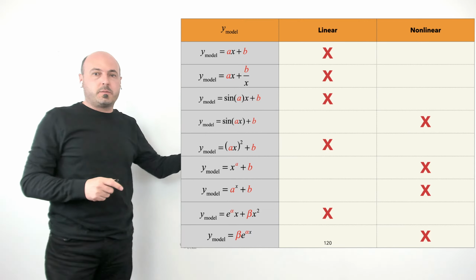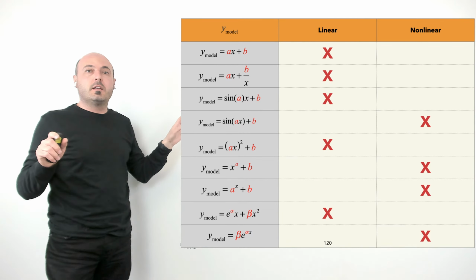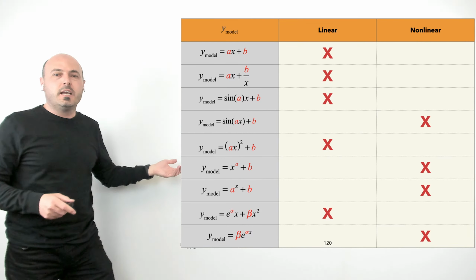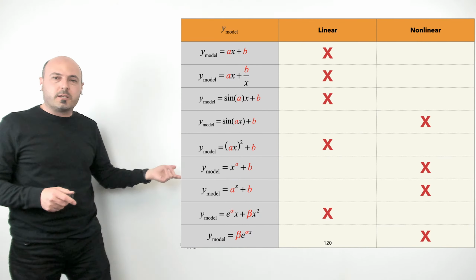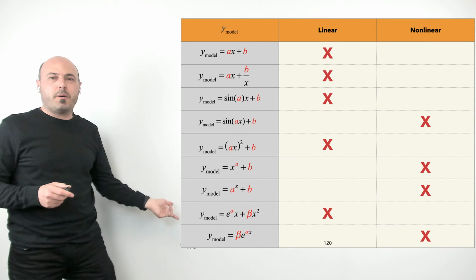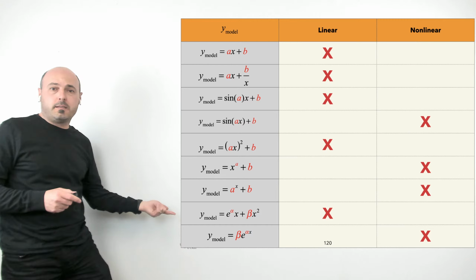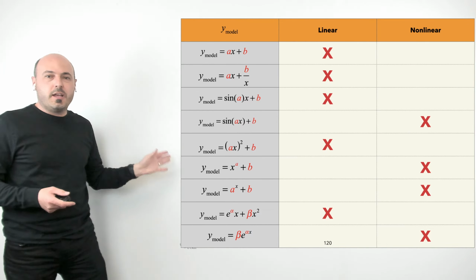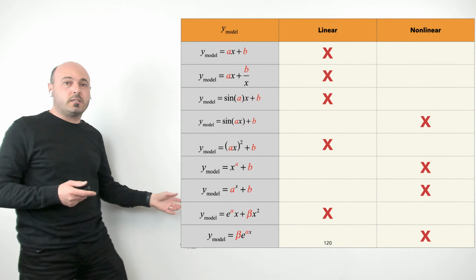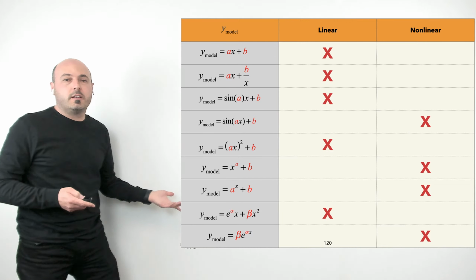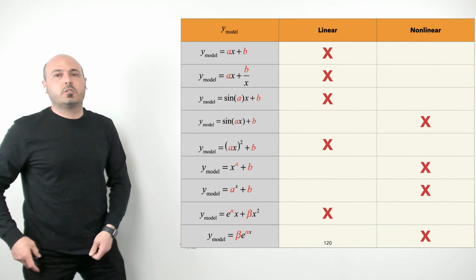If you had a coefficient outside the sine and cosine. Ax squared plus b is linear because you can separate a squared out of the basis function x squared. And x to the a plus b is nonlinear because you can't separate the constant. Same thing with a to the power x. This one is linear. e to the alpha is just a constant, okay? It multiplies the basis function. So our basis functions in this model are x and x squared. Last one is nonlinear. You cannot separate the basis functions from the coefficient.